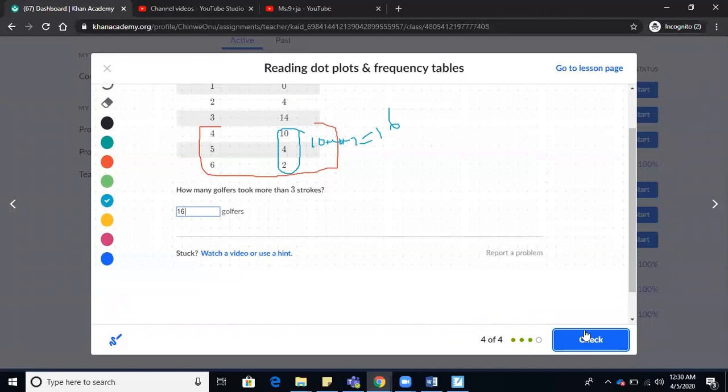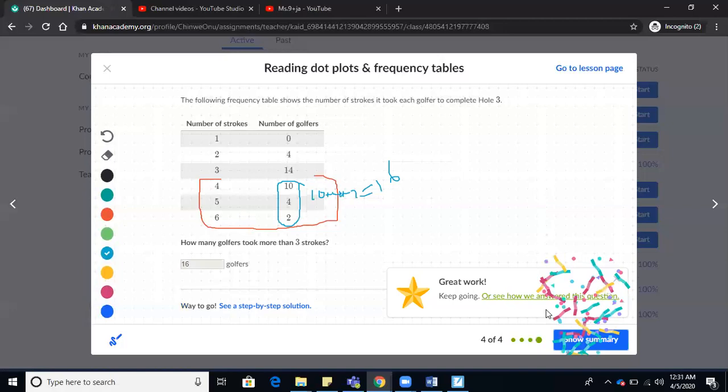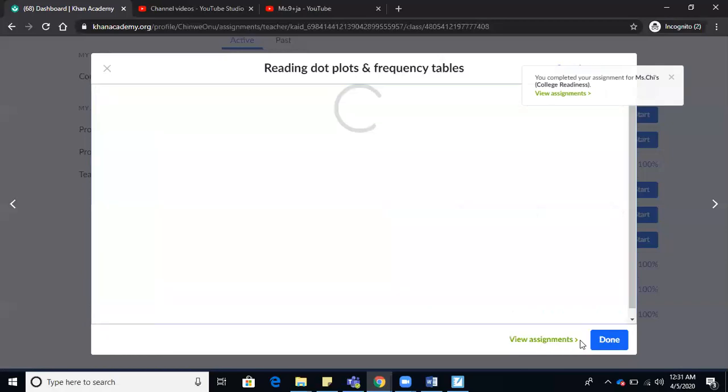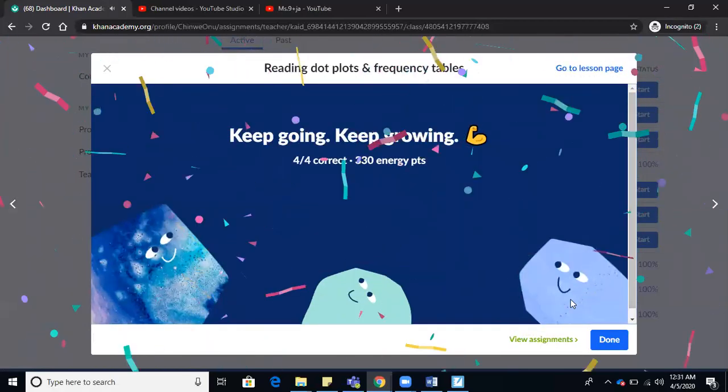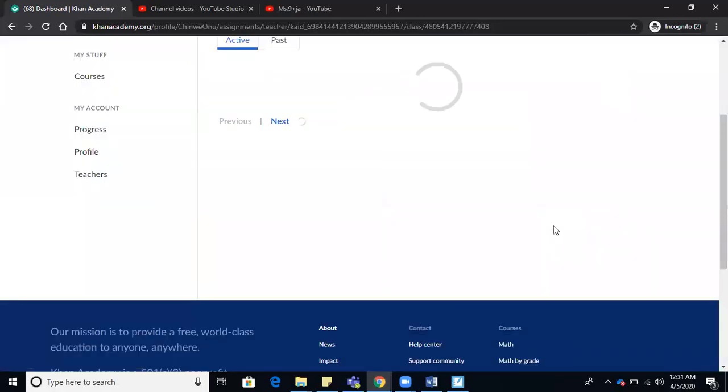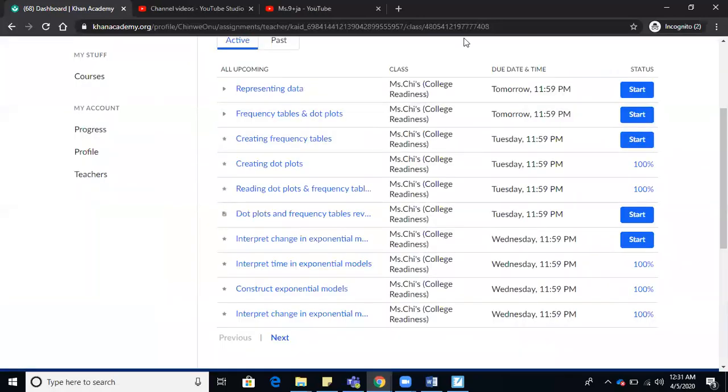All right, so I hope this was of some help for what's due by Tuesday and what's going in your grade book by Tuesday. So this is a frequency table. The ones with numbers are frequency tables, and the ones with the dots are dot plots. And then you would just go on to your review.